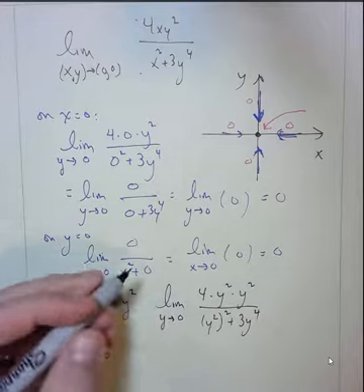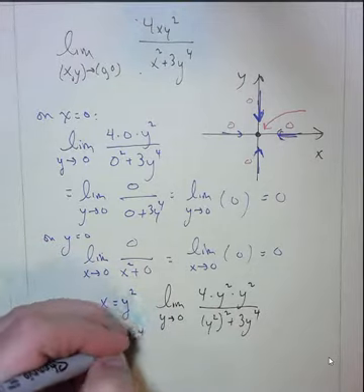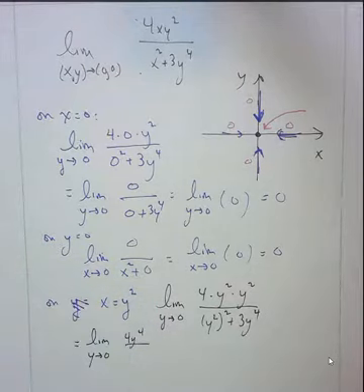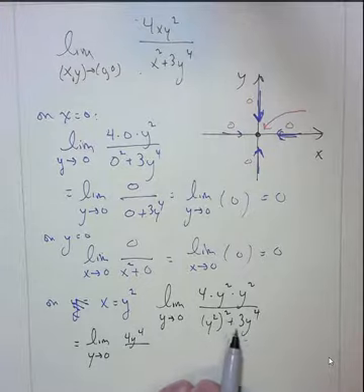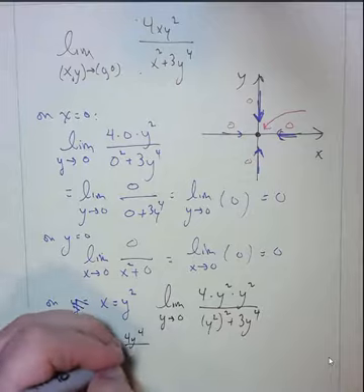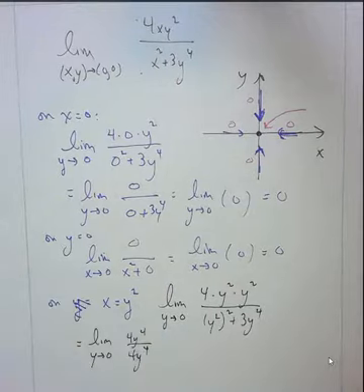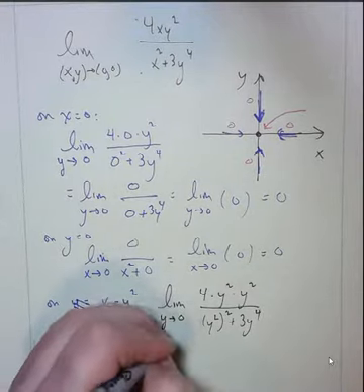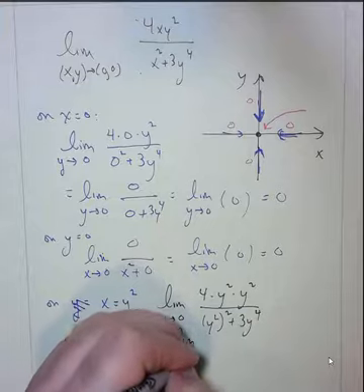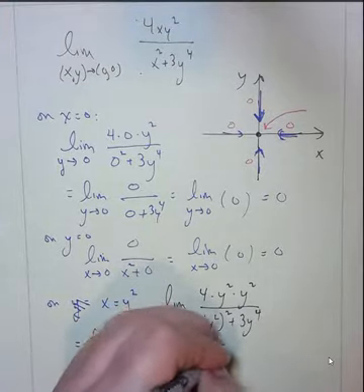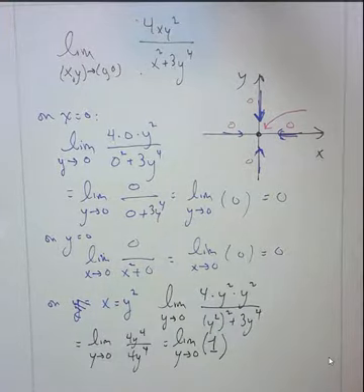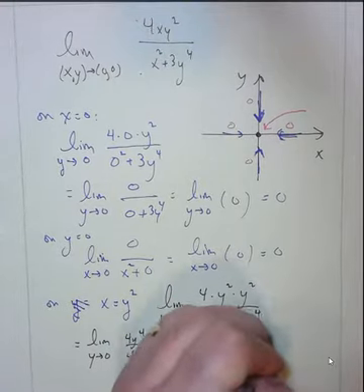This numerator is 4y to the fourth. This denominator is y to the fourth plus 3y to the fourth. Hey, that's 4y to the fourth. And oh my goodness, the entire function has just collapsed to 1 on that particular path. The limit as y approaches 0 of 1 is 1.